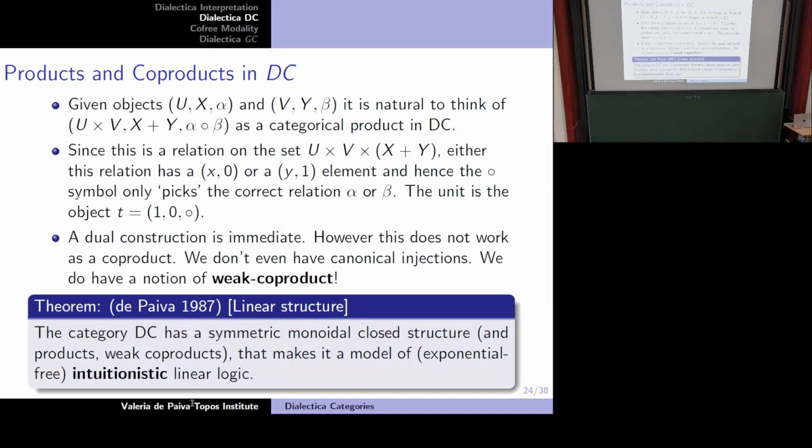We do products and actually not co-products, weak co-products. And this turns out to be very important later on because you don't have real co-products here, and when you do that in the containers and in the lenses, they are real co-products. So that's a mismatch between the two structures. And so you prove the first theorem of the thesis, which is that the category DC has a symmetric monoidal closed structure and products and weak co-products, and that's a model of exponential-free intuitionistic linear logic.